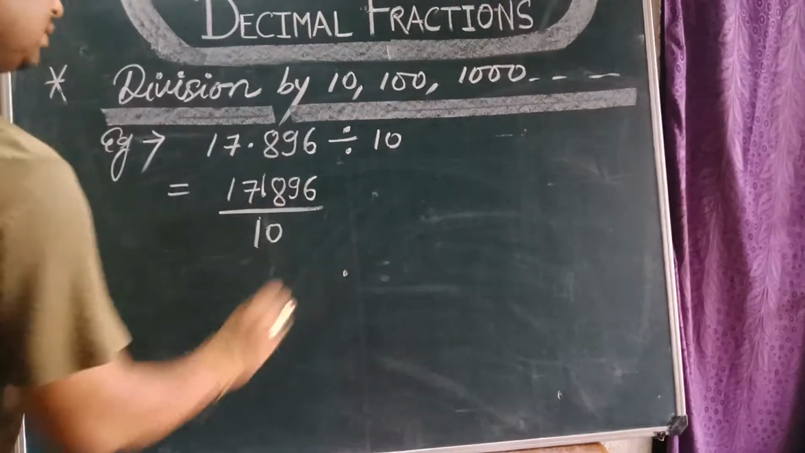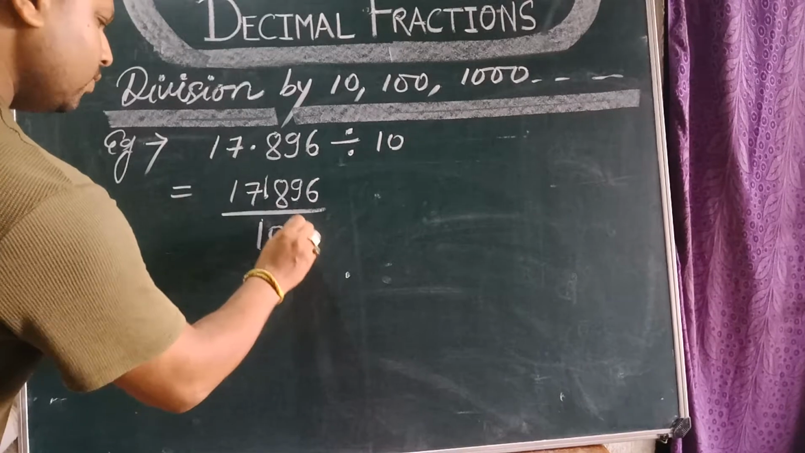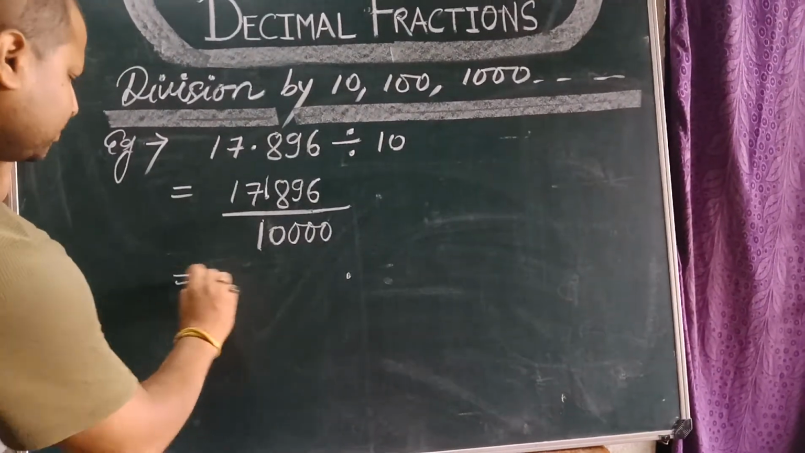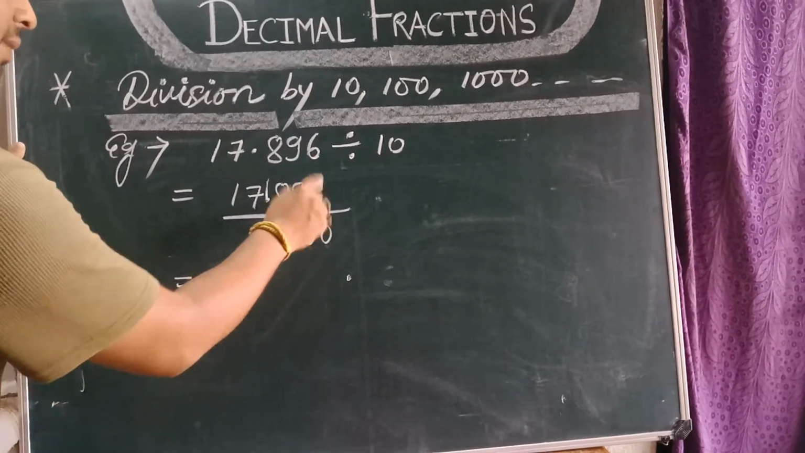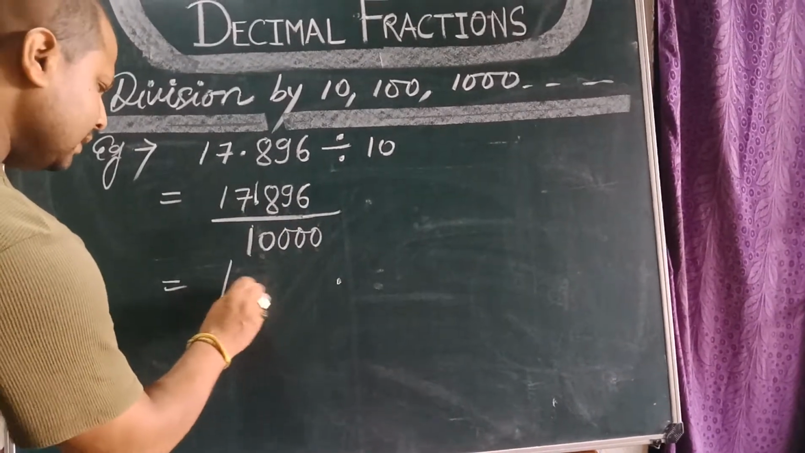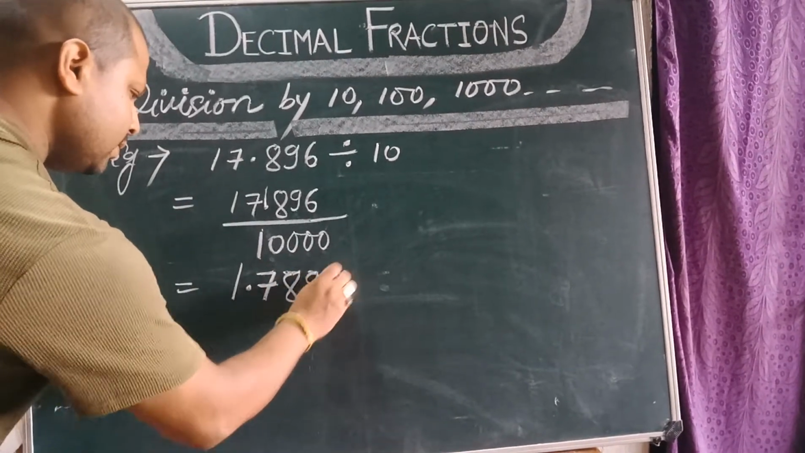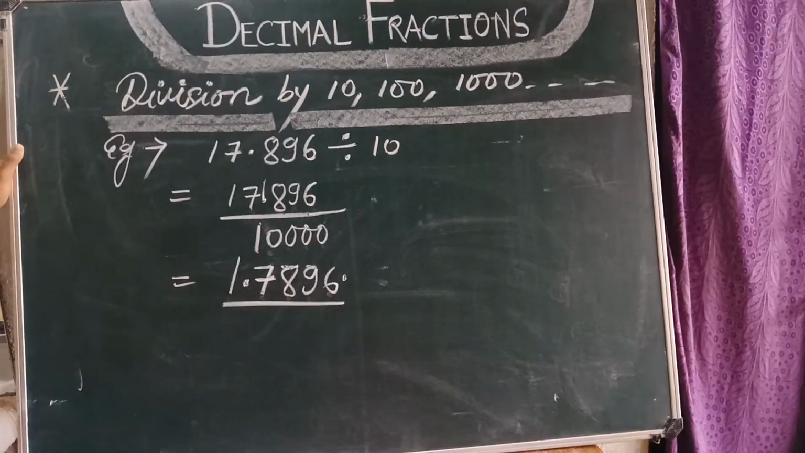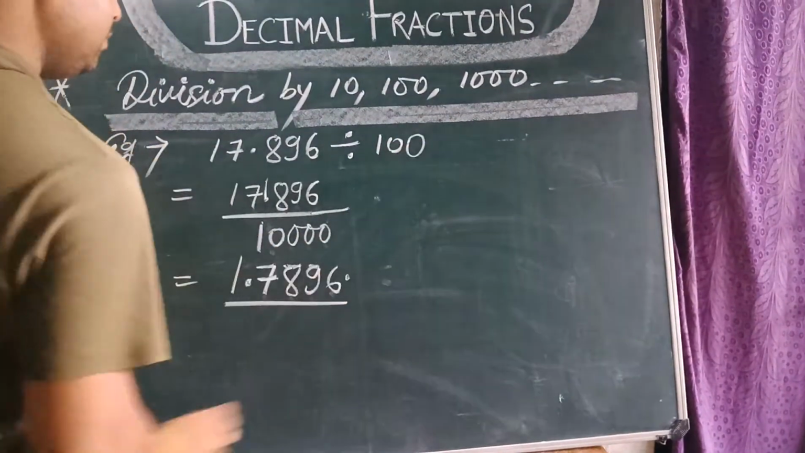So after removing this point, how many zeros will be placed in the denominator? 1, 2, 3. So we have placed 1, 2, 3. So our work became easier. Now we have to see the total number of zeros. 1, 2, 3 is 4. So how many digits from the right side do we have to count? 1, 2, 3, 4. So where will the point be placed? After 1. See, 1, 2, 3, 4 and the point is placed here. Very simple.